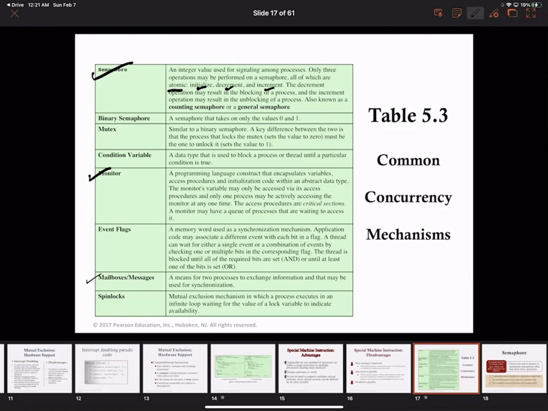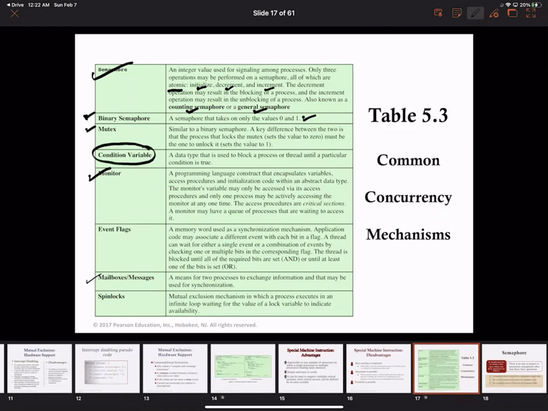Semaphores are also known as counting semaphores, or sometimes general semaphores. We have 2 special types of semaphores. The first one is called the binary semaphore, and the second one is called the mutex semaphore. A binary semaphore is a general semaphore, however it only takes values 0 and 1. A mutex semaphore is similar to a binary semaphore. The key difference is that the process that locks the mutex, which means sets the value to 0, must be the one to unlock it, which means setting the value back to 1.